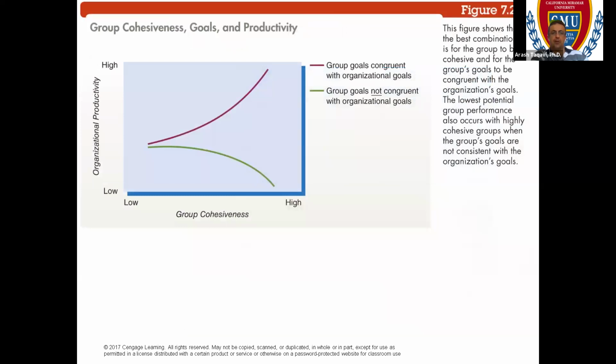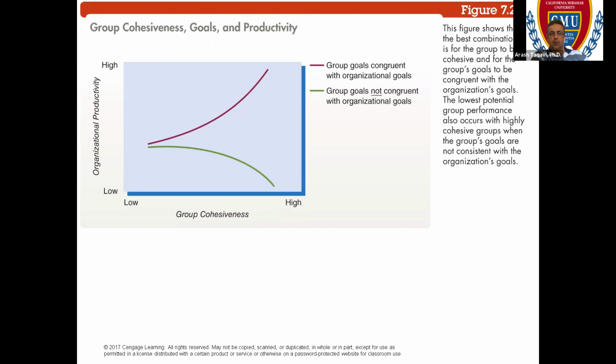Group cohesiveness, goals, and productivity. You can see a very good chart here. Charts are always very good for science. Why? By the charts, by the graphs, we can transfer a lot of concepts, a lot of knowledge, quantitative or qualitative, to you, only with a figure, a chart, a graph.